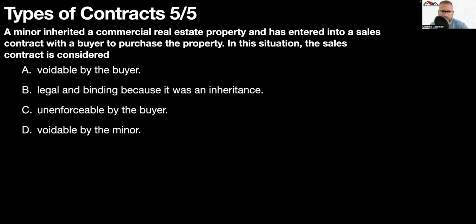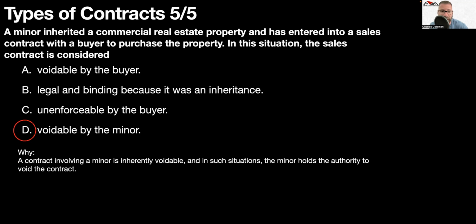And question number 5: a minor inherited a commercial real estate property and has entered into a sales contract with a buyer to purchase the property. In this situation, the sales contract is considered voidable by the minor. A contract involving a minor is inherently voidable, and in such situations, the minor holds the authority to void the contract.